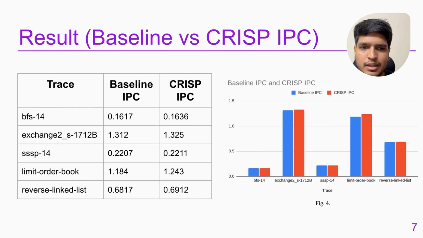Hi, I am Prasoon. Let's look at the results. Here we compare the baseline IPC in blue against our CRISP IPC in red. At first glance, you might see marginal gains for standard benchmarks like BFS 14 or SSSP 14. This is expected because graph algorithms often have irregular memory accesses that are bounded by pure memory bandwidth rather than latency hiding. However, look at limit order book.